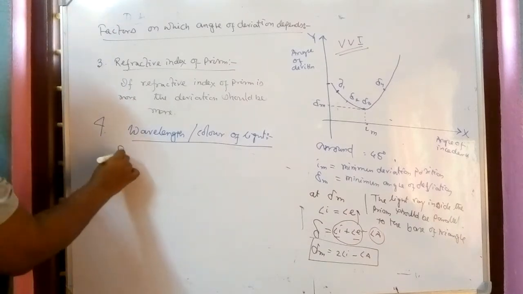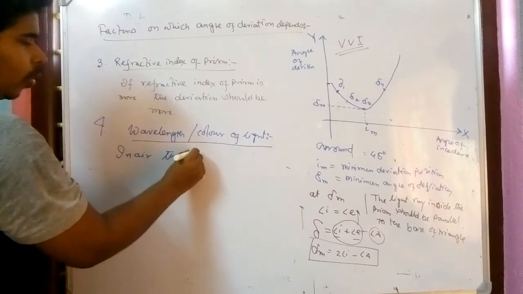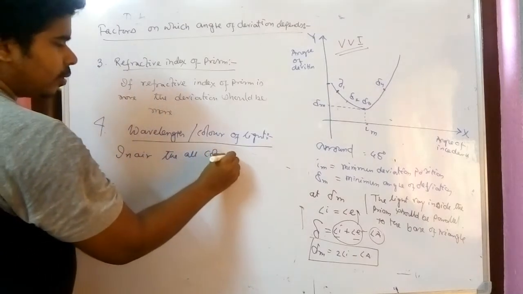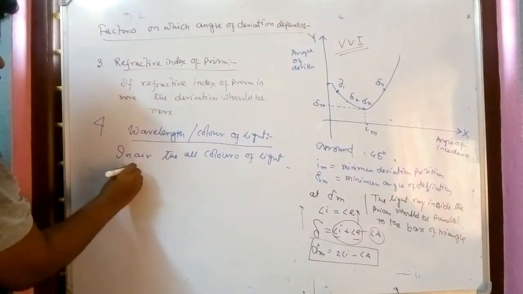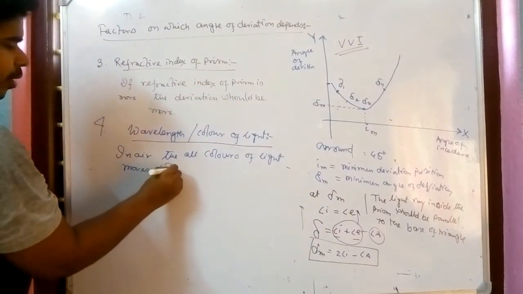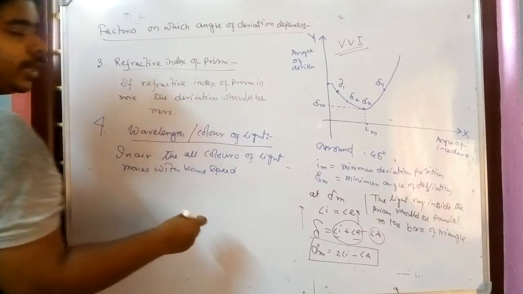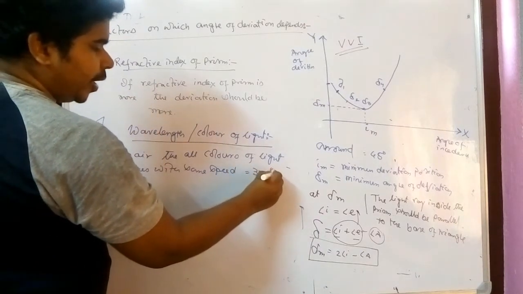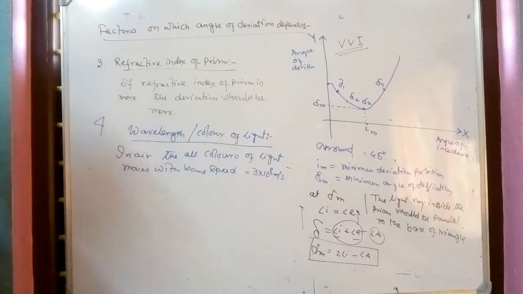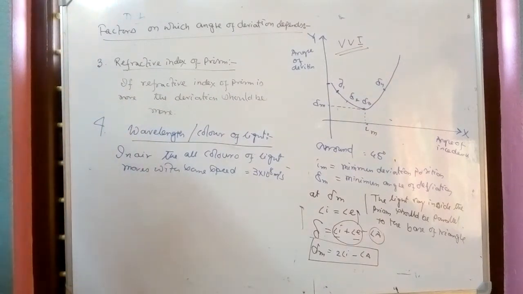So in air, all colors of light move with same speed, and that's why they can move combinedly as a white color. Okay, and that value is 3 into 10 to the power 8 meter per second, that we all know. But whenever it moves inside a medium, then for different color the speed is different.